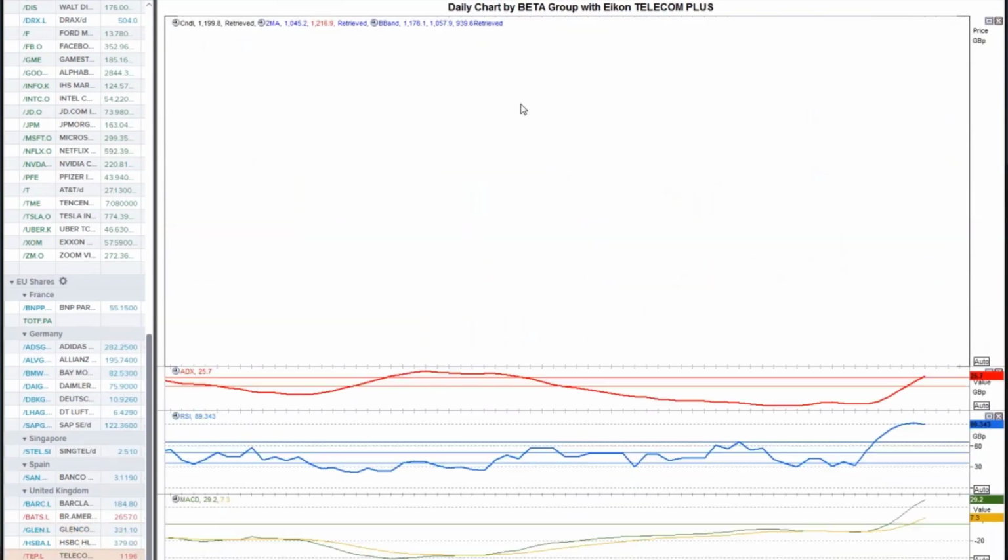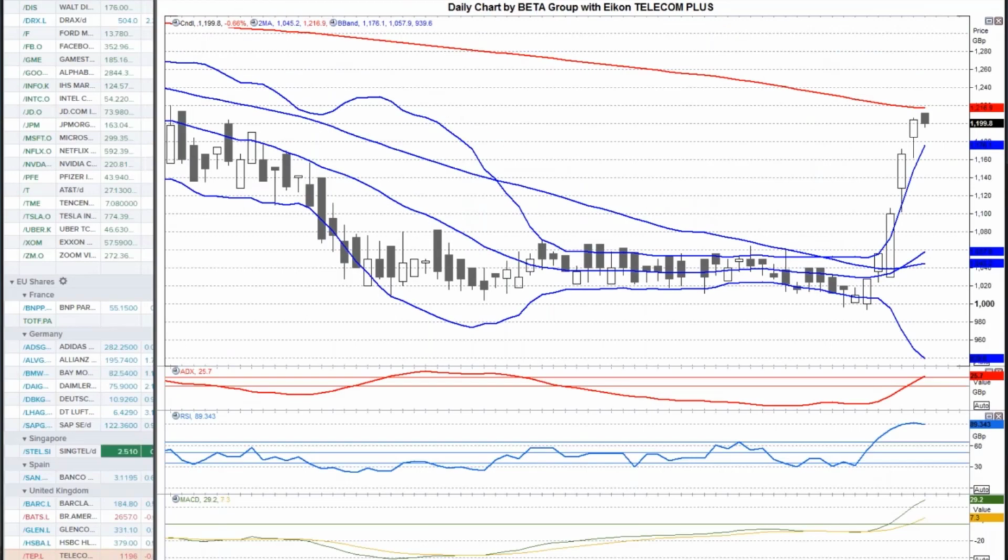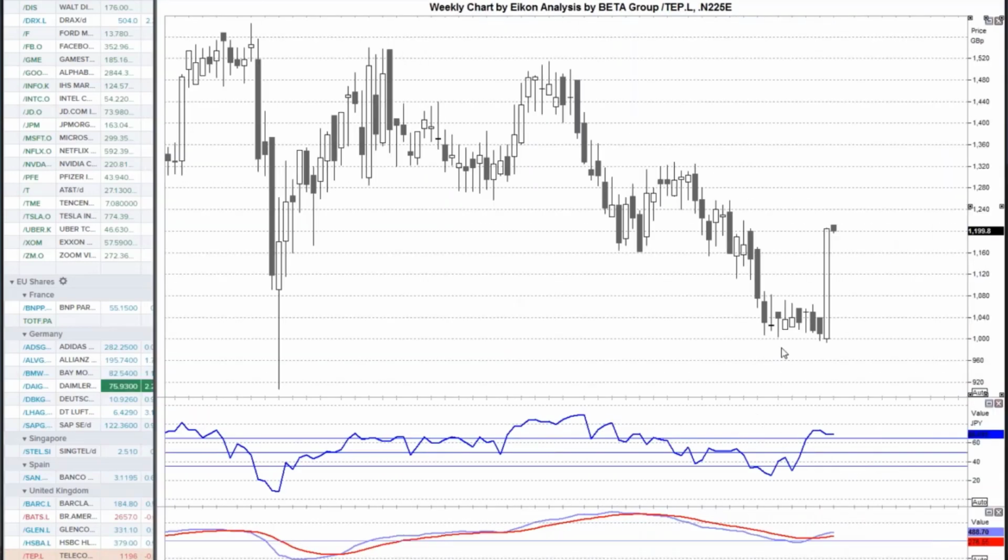Here it is. Telecom Plus. Great one. Okay, now there we are. So there was some news in Telecom Plus, but let's just look at the charts.